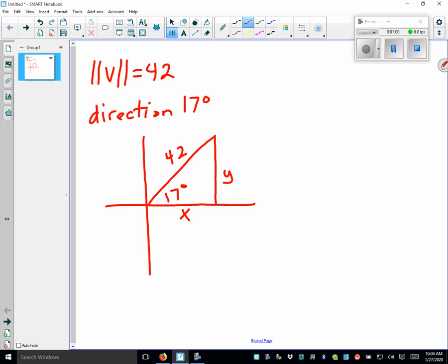How do I find x? Do you use sine? I don't think I want to use sine for x. So the cosine of 17 is x over 42. Yes. And the sine of 17 is y over 42. Right? So what is the x component? What is the y component?